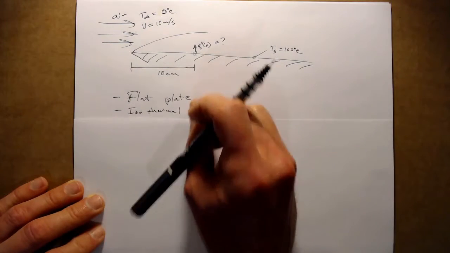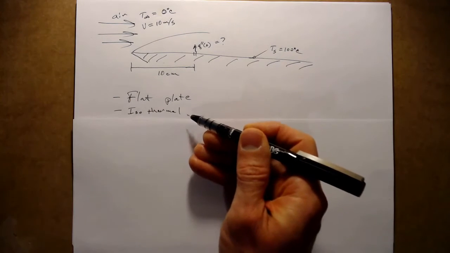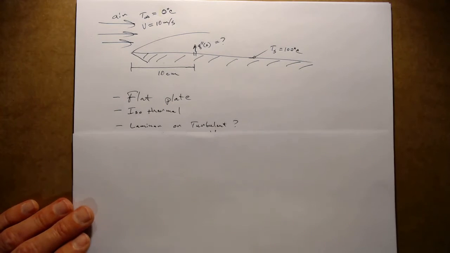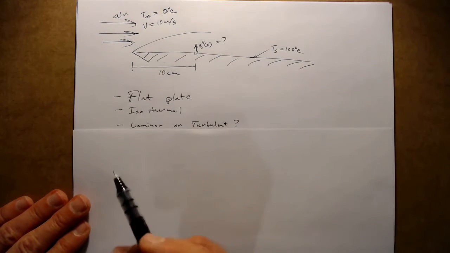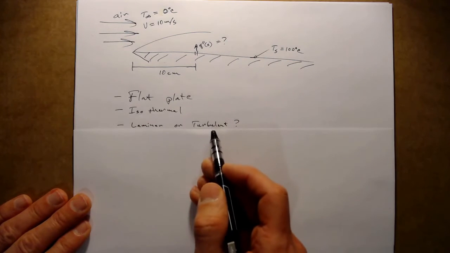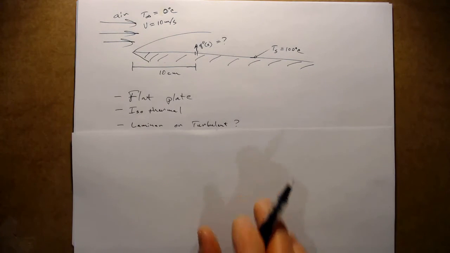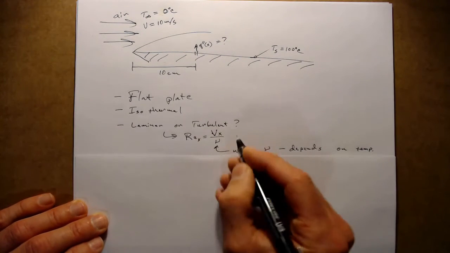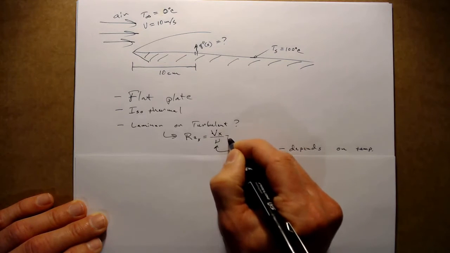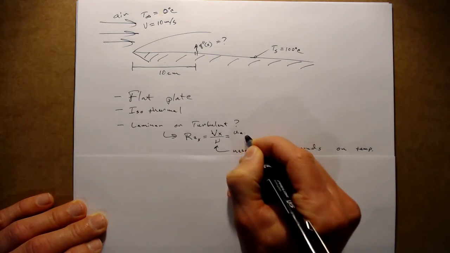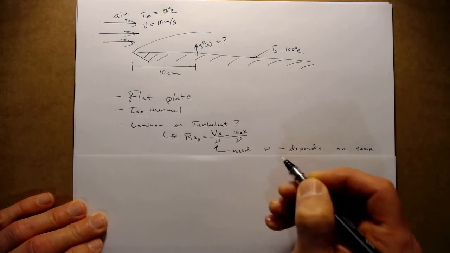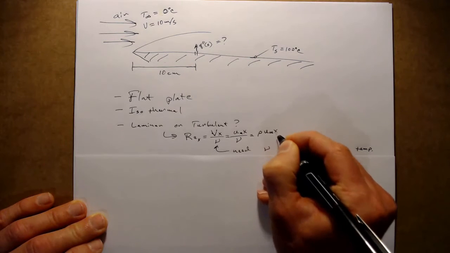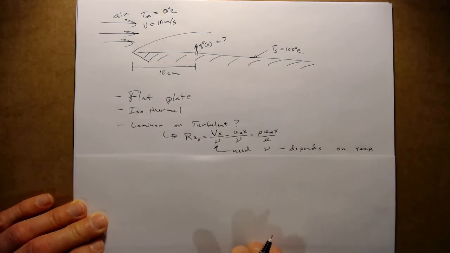So we've specified the geometry, we specified the heating condition, and now we need to think about what the flow condition is. And so the question that we want to ask ourselves is, is it laminar, or is it turbulent, or is it in between? Well, how do we answer that question? Well, we know from fluid mechanics we're going to look at the Reynolds number, the velocity times a length scale divided by the kinematic viscosity, or equivalently density times velocity times a length scale divided by dynamic viscosity.